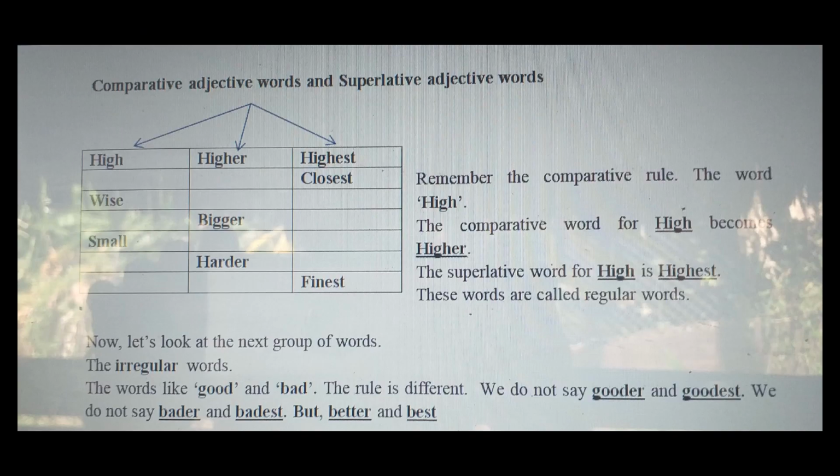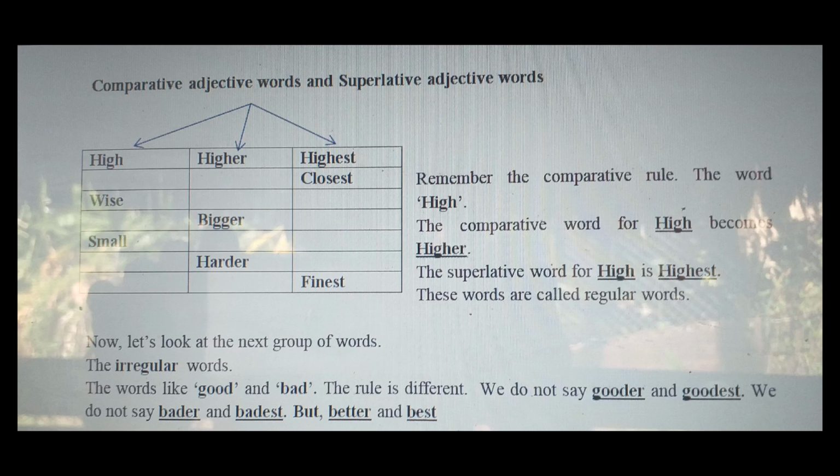Now let's look at this table. Let's identify which words are comparative and which are superlative words. Comparative adjective words and superlative adjective words. Remember the comparative rule. The comparative word for high becomes higher. The superlative word for high is highest. These words are called regular words.